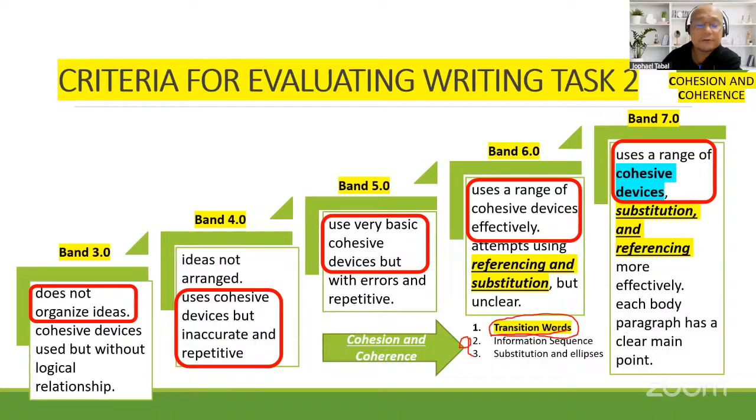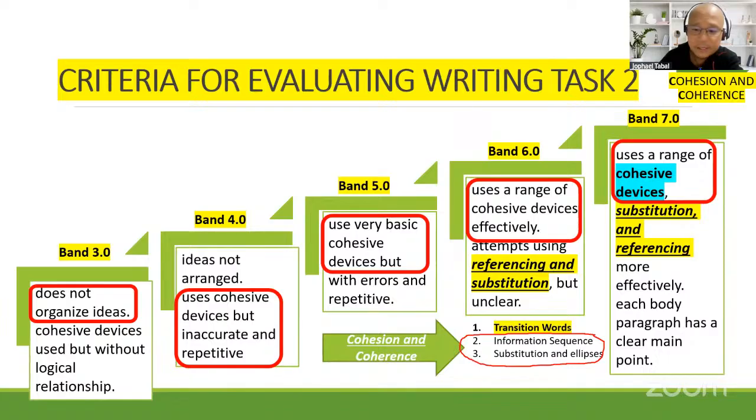I mean, there are some essays I have read, even though they're at the advanced level, where they're trying to use transition words. And I will tell them that using transition words is a basic way of linking your ideas. Maybe level one or level two. However, if you move to advanced level, you should know how to use your information sequence or substitution and ellipsis.